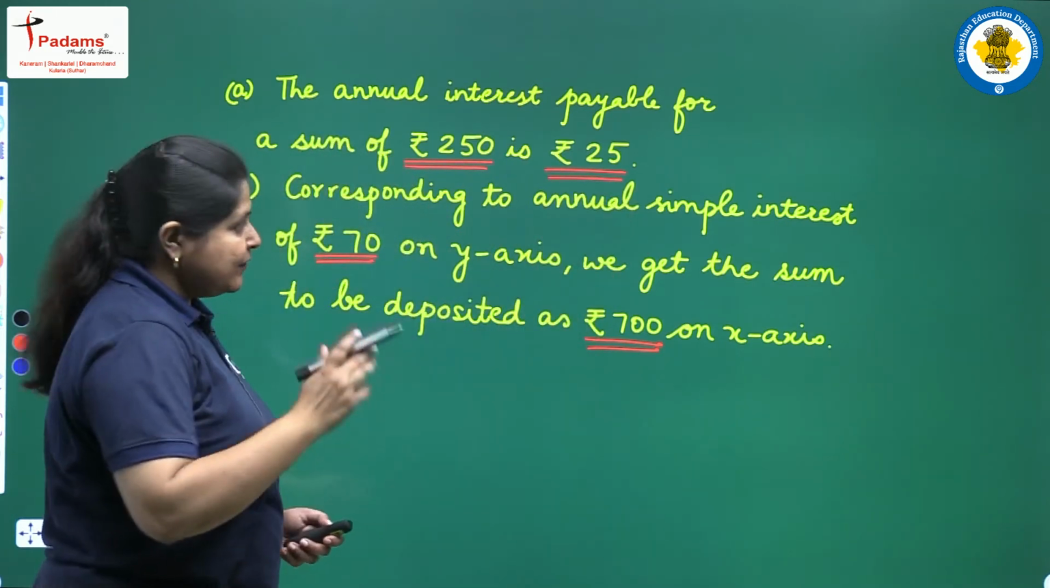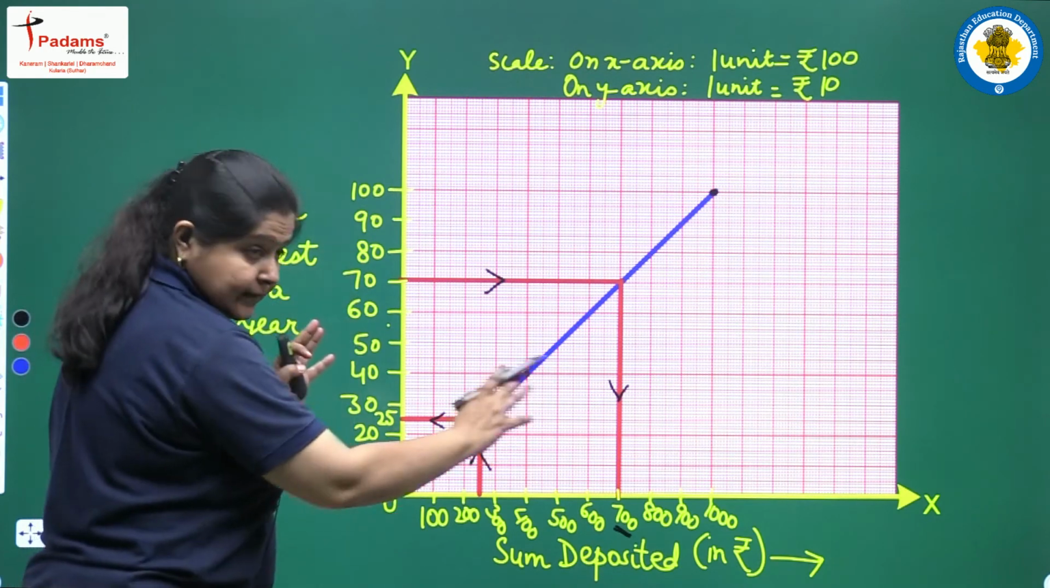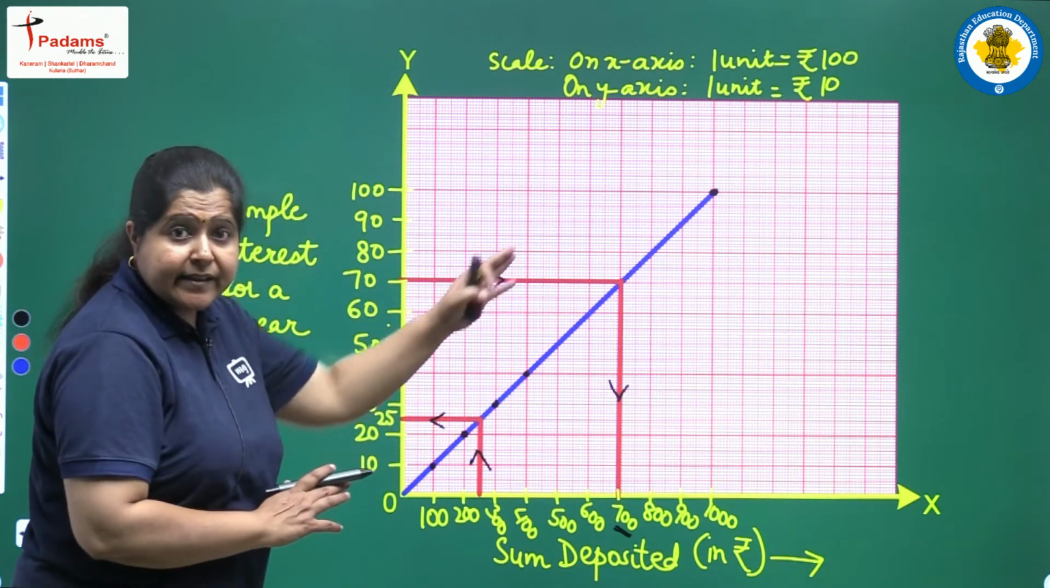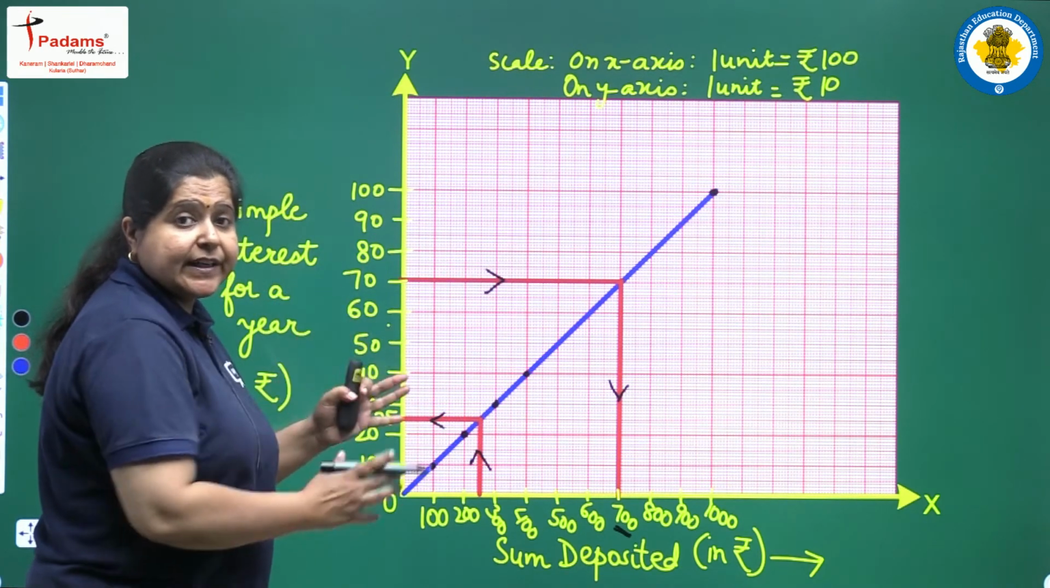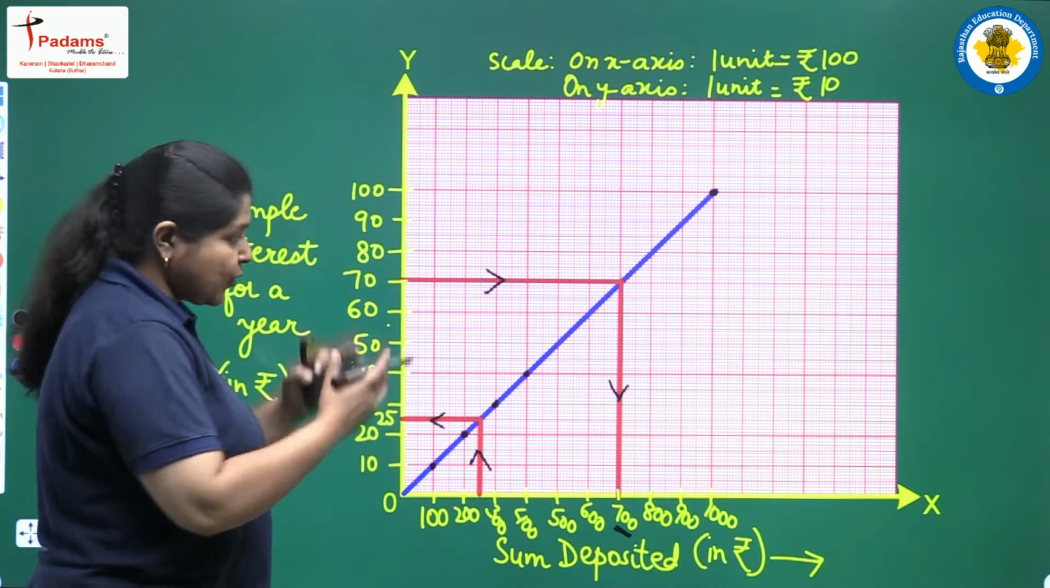In this way we not only get the relationship through this linear graph between these two quantities, we can also derive more information from this graph.